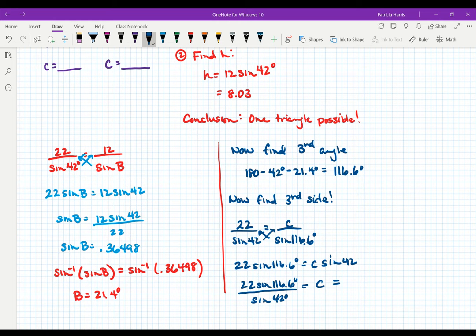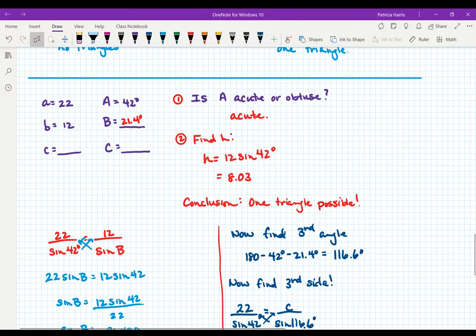Okay, I get 29.4 for my side. So 116.6 and 29.4. Okay, so good check. Small angle is paired with a small side, medium angle paired with the medium side, large angle paired with the large side. Okay, so that's a good way to check. Okay, so now we're going to do another problem, okay, and see where that leads us.